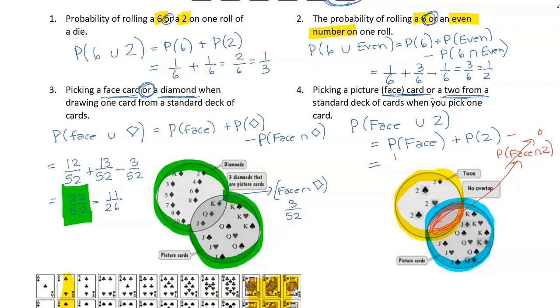The probability of being a face card, there's 12 out of 52 cards, plus a 2, that's 4 out of 52 cards. So I add those together, I get 16/52, and that will simplify to 4/13. Okay, now you could try some problems on the addition law.